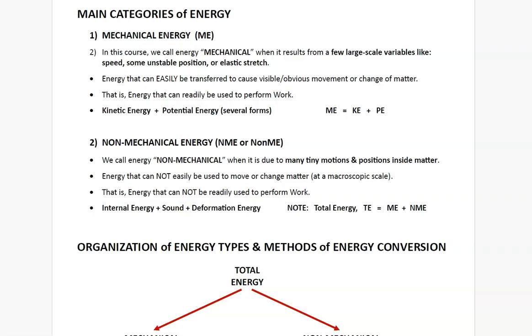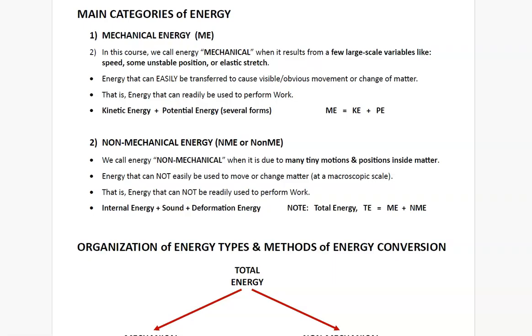And the mechanical energy is energy that can easily be transferred to cause some kind of visible, obvious movement or change in the matter. And that energy can be readily used to perform work, as opposed to non-mechanical energy, which is much harder to harness to actually do work with. So again, mechanical energy is just the sum of the kinetic energy plus all the different potential energies. Non-mechanical energy is everything else.